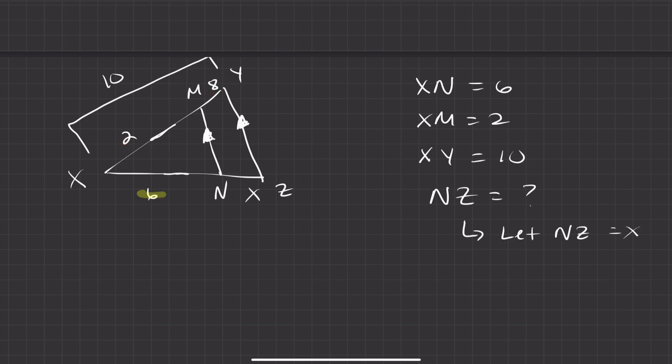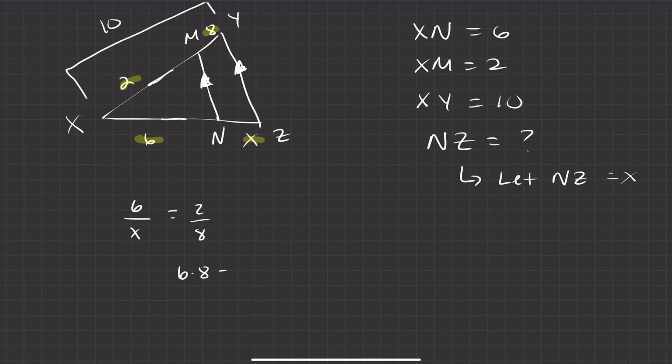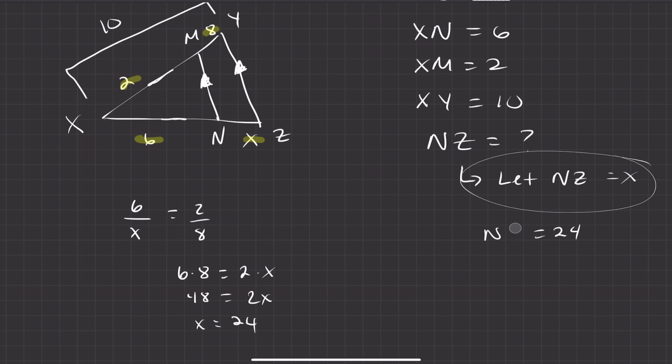Now that I have that, I can go ahead and use these numbers to create my equation. So it's going to be 6 over x, which is equal to, since 6 corresponds with 2, 2 is going to go up top, and then x corresponds with 8, 8 is going to go on the bottom. So 6 times 8 is equal to 2 times x, 48 equals 2x, so x is equal to 24. So x is equal to 24, that means that NZ is 24. So NZ is 24 units long.